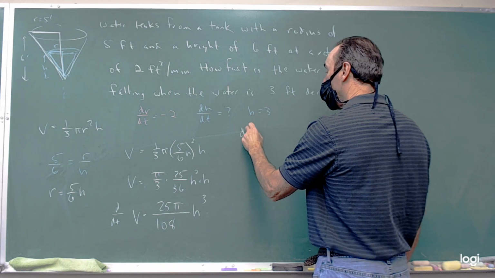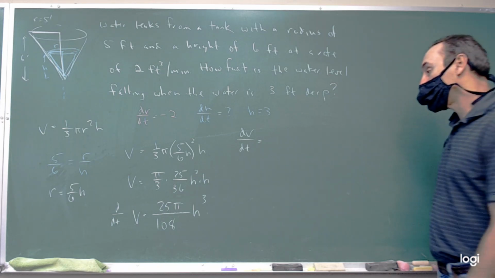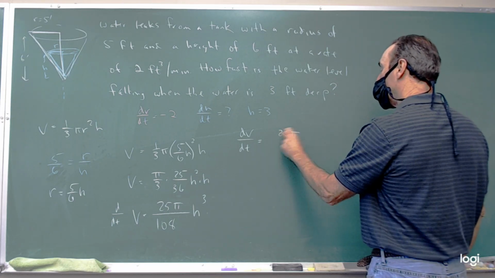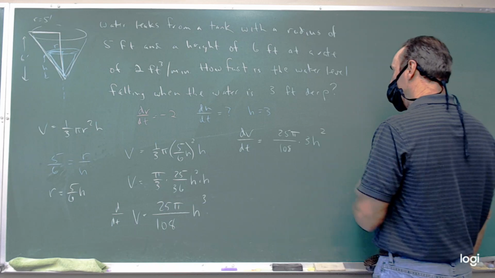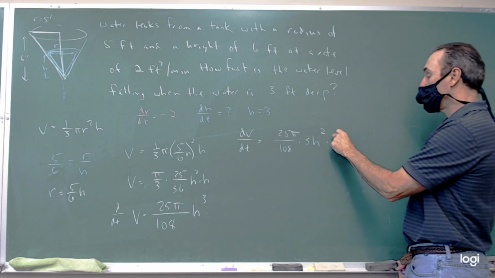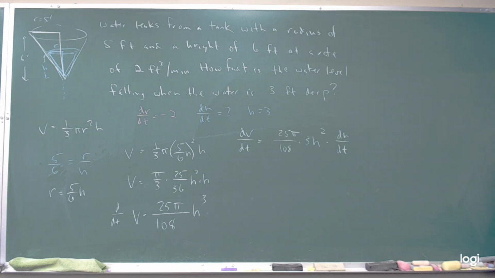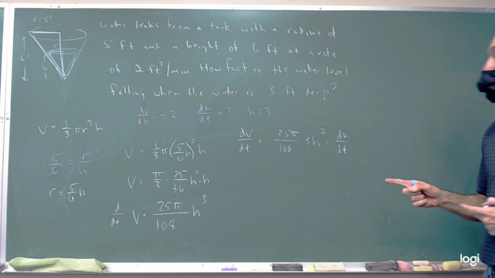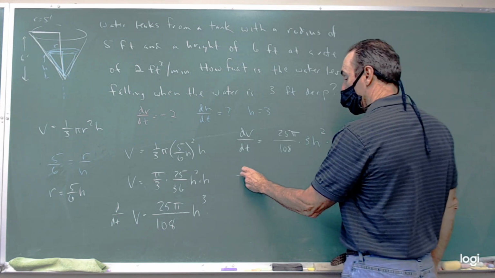So the derivative of the volume is going to be dV/dt. And then we'll get that 25 pi over 108. And then the derivative of h cubed is going to be, it's a chain rule derivative, so it's 3 times h to the second times the derivative of h, which we don't really know, but we're going to call it the symbol dh/dt. Now we're going to try to solve for that dh/dt. We know the dV/dt, we said that was the -2, so we're going to plug that in, -2.